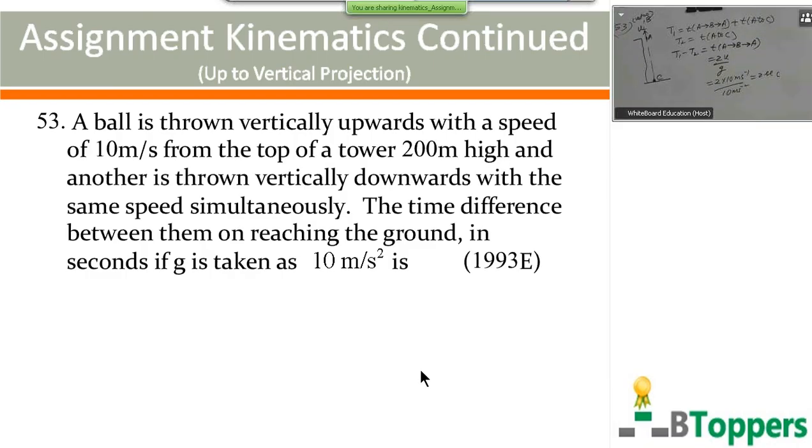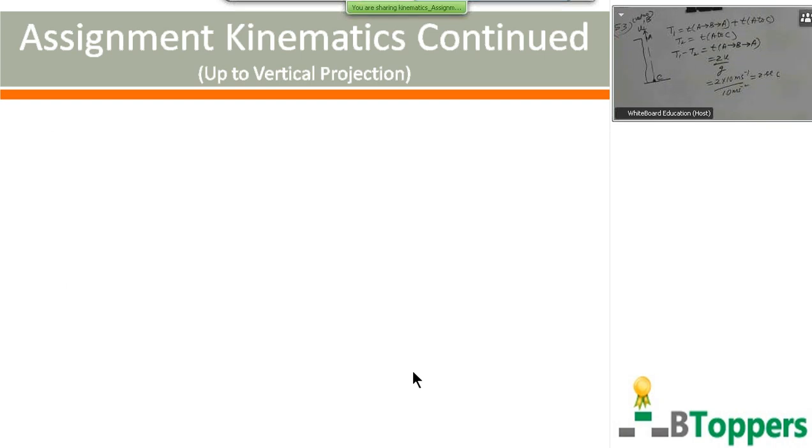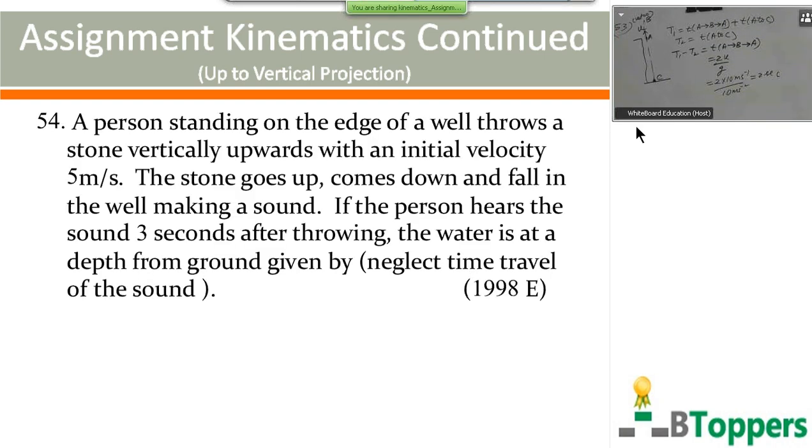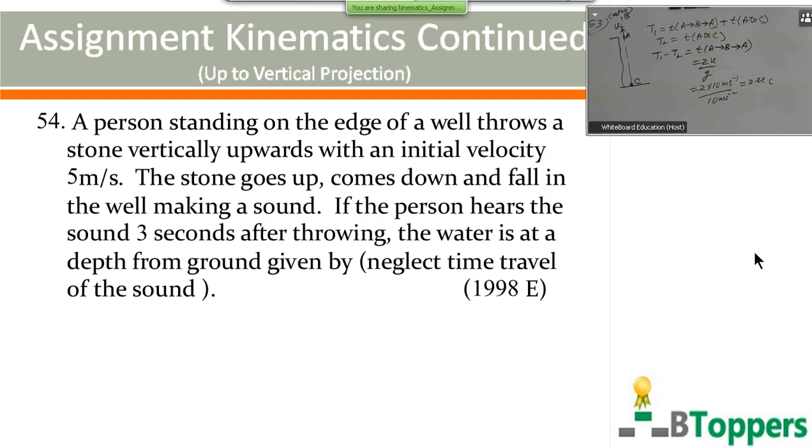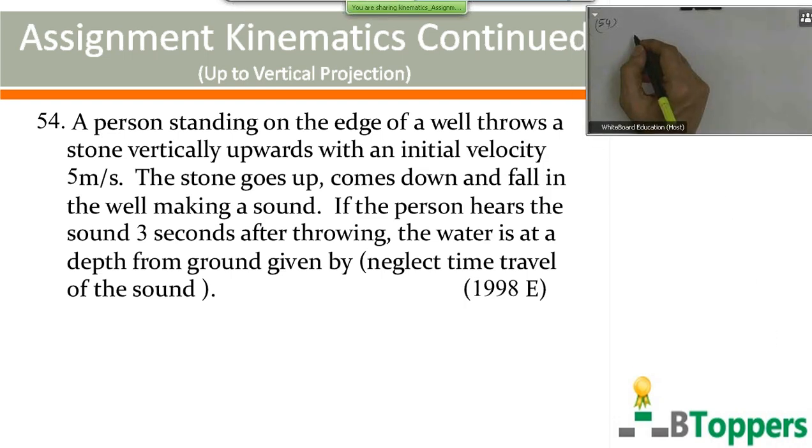So next I am going to discuss question number 54. I have discussed question number 53. The answer is 2 seconds, third option. See question number 54 next.